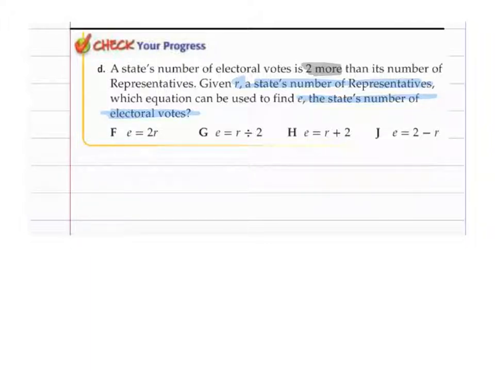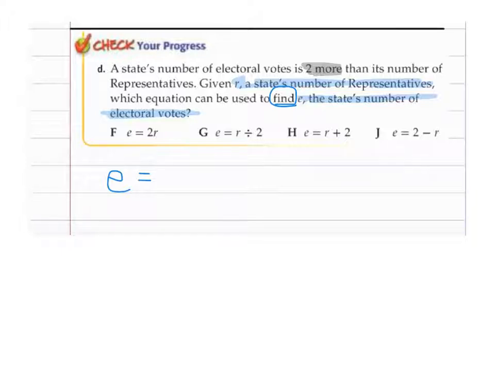Let's go back and look at what our two variables are defined as. We have R, the state's number of representatives, and we have E, the state's number of electoral votes. So let's reread it to find what we are looking to solve for. A state's number of electoral votes is 2 more than its number of representatives. Given R, a state's number of representatives, which equation can be used to find, so we know what's following is going to be what we are looking for, E, the state's number of electoral votes. So I'm going to put E, because we know that is what we're looking for.